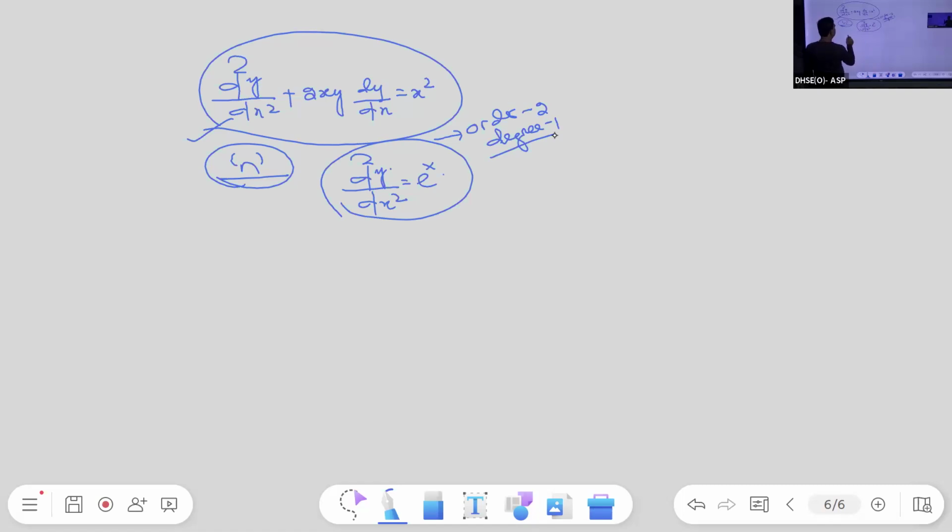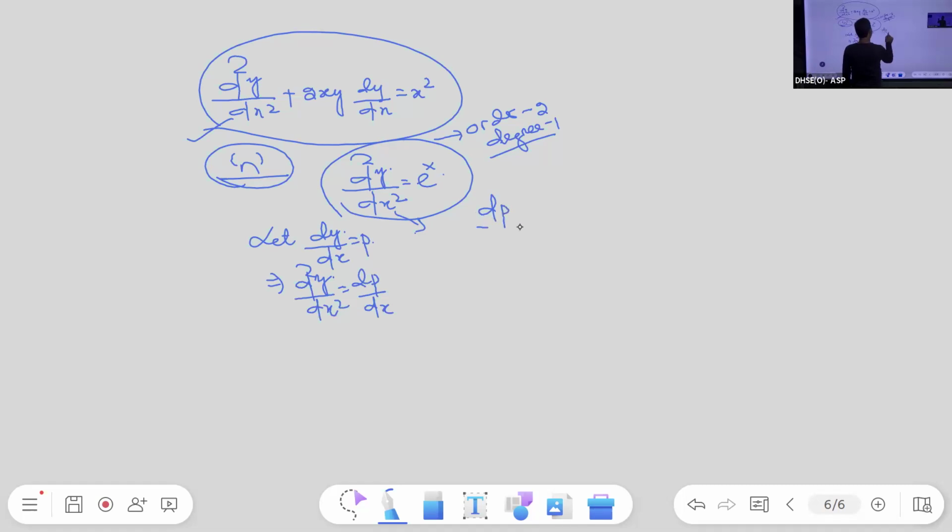To solve this type of differential equation, let us consider dy upon dx is equal to p. On differentiating both sides, d square y upon dx square equals dp upon dx. So this equation can be written as dp upon dx is equal to e raised to the power x, right?